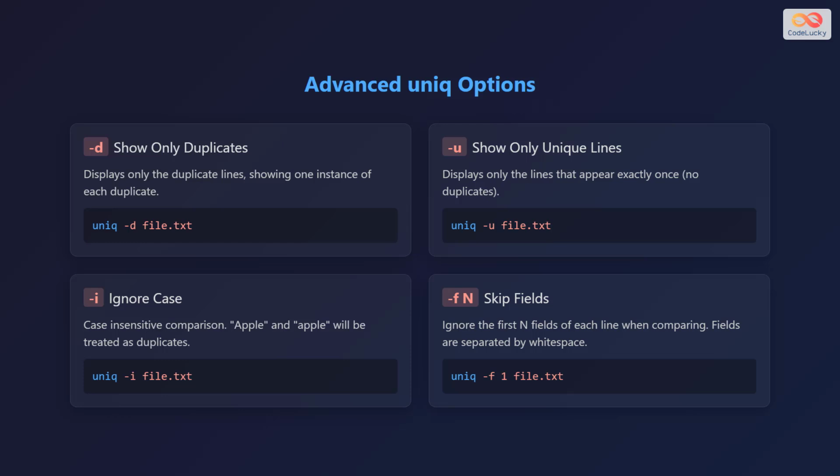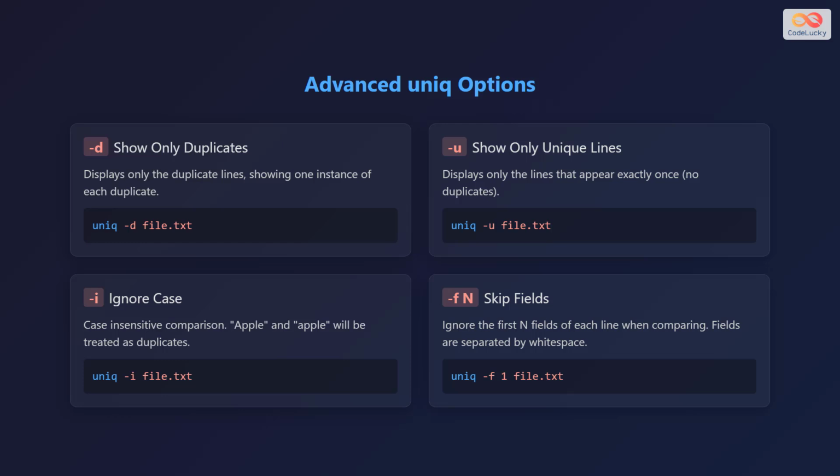Here are some advanced Uniq options. The first option is -d, which shows only duplicates. It displays only the duplicate lines, showing one instance of each duplicate. The command is Uniq -d file.txt. The next option is -u, which shows only unique lines. It displays only the lines that appear exactly once, meaning no duplicates. The command is Uniq -u file.txt.